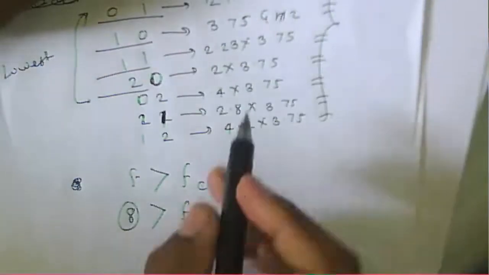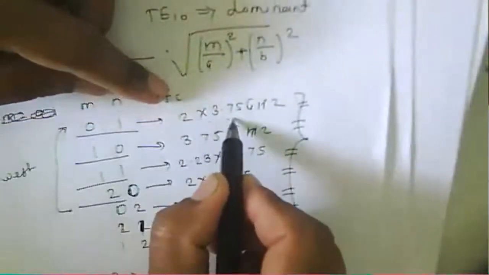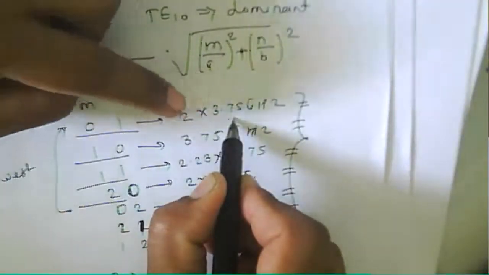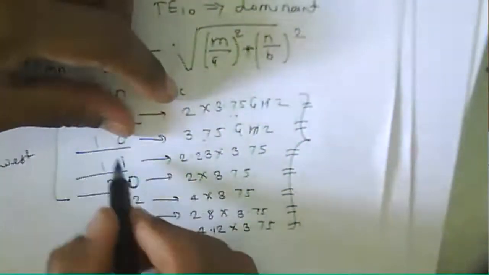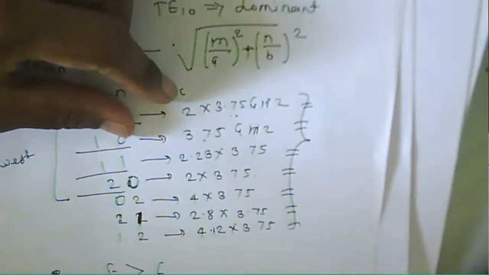So the signal frequency is 8 gigahertz, and it should be more than FC. Now if you solve it, 2 into 3.75, we'll get a value of 6 or 7. If we consider the 1 0 mode, in that case FC will be 3.75, and here the signal is 8.